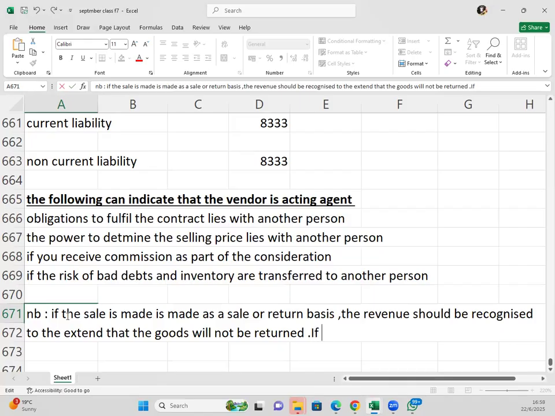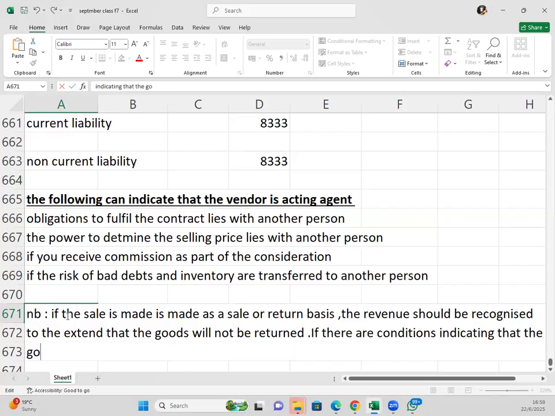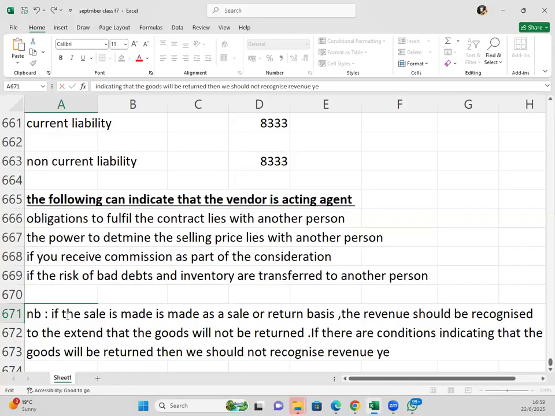If there are conditions indicating that the goods will be returned, then we should not recognize revenue. We should not recognize revenue yet.